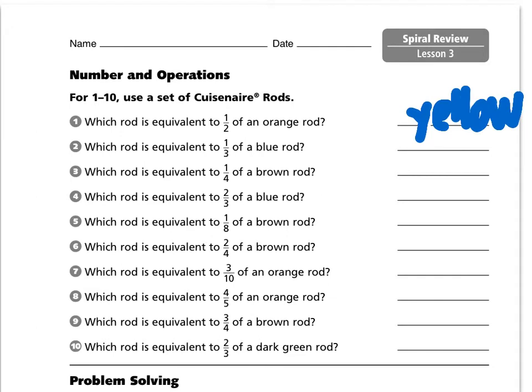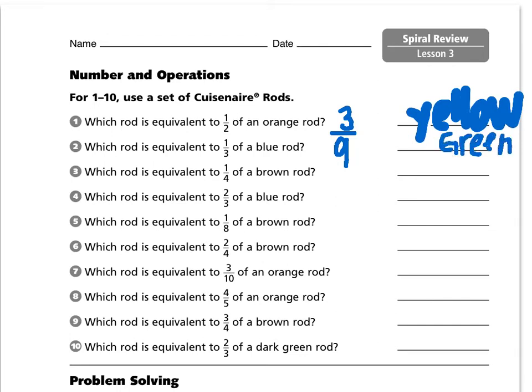Which rod is equivalent to 1/3 of the blue? I know that the blue rod is the 9th rod, so I know that that would be 9, and 1/3 of that would be the 3rd rod, or 3/9. The 3rd rod is going to be green.